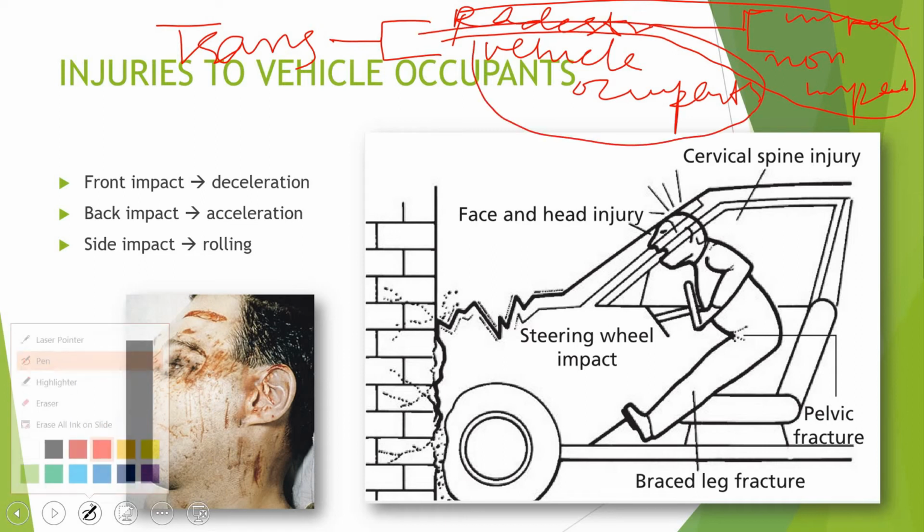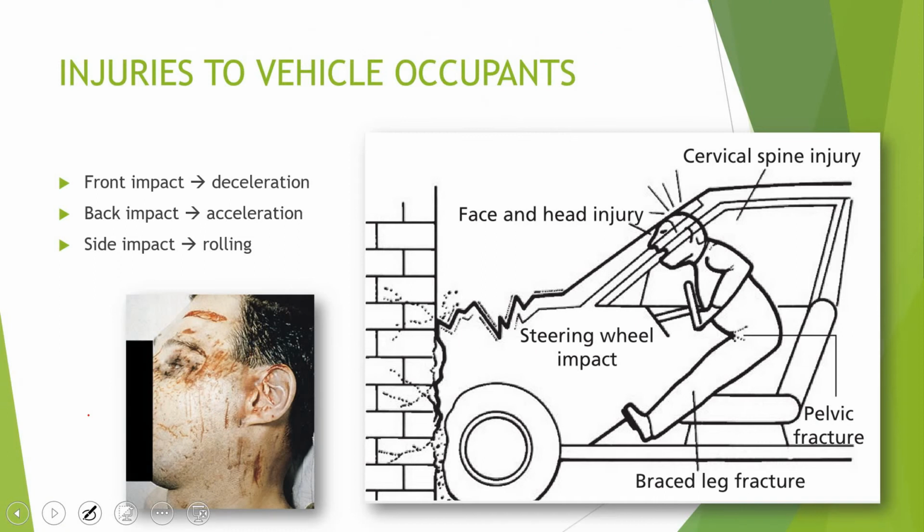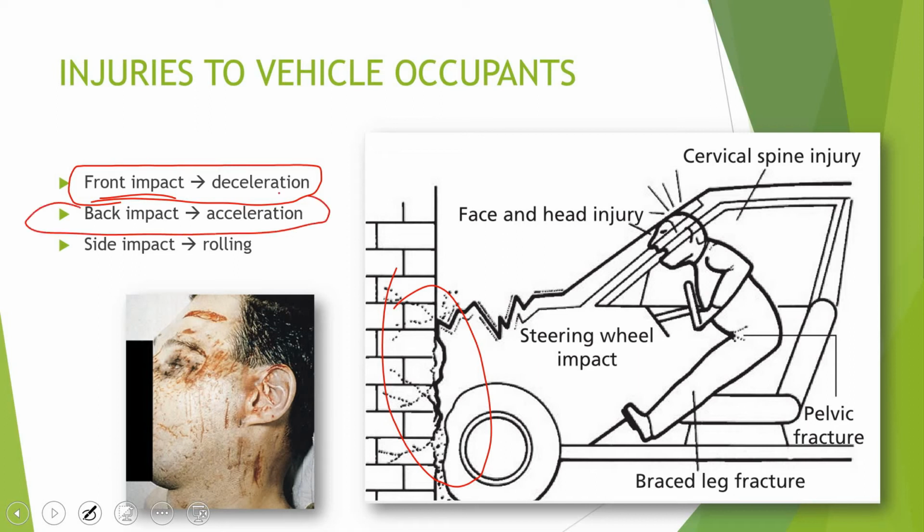So we are done with the pedestrian half of the transportational injuries, and now it's the turn of injuries to vehicle occupants. There can be three patterns of injuries. There can be deceleration induced injuries, acceleration induced injuries, or rolling injuries. If the impact is at the front of the car, this will cause sudden deceleration, a sudden reduction in the speed of the car, and this will cause deceleration associated injuries.